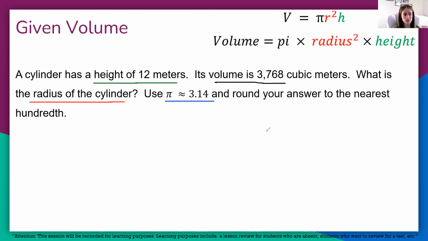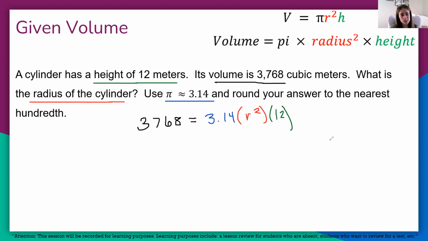Even though we are being asked to find the radius instead, our first 2 steps are the same. We identify our information, donezo, substitute into your equation. Let's do that now. Our volume is no longer a variable because we know what it is. Our volume is 3,768. That is equal to pi, which is 3.14, times our radius squared. That is our unknown amount. That's going to stay a variable. And then our height.